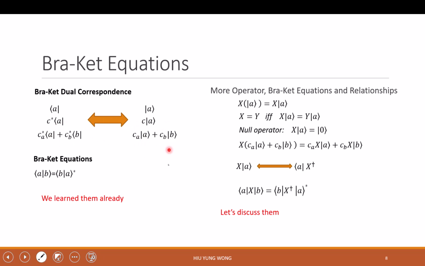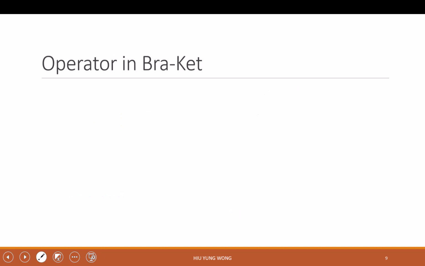And then we follow this distribution. And we remember the bra of A, B is equal to the complex conjugate of B, A. And what if we have an operator? How do we find their correspondence? We will discuss this. There's new material.